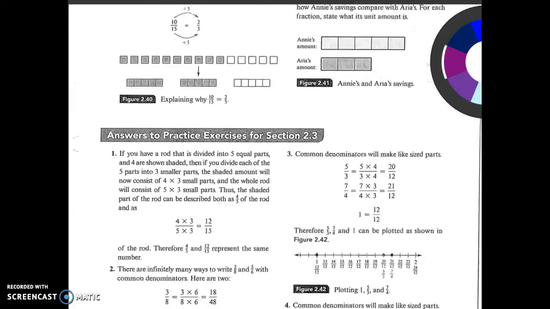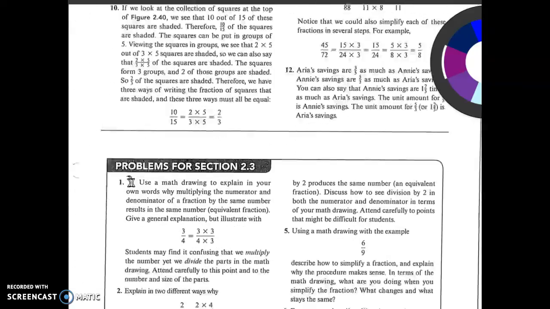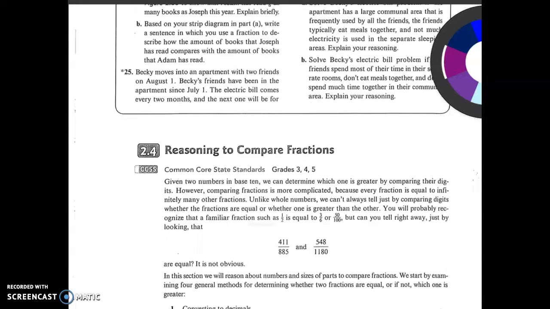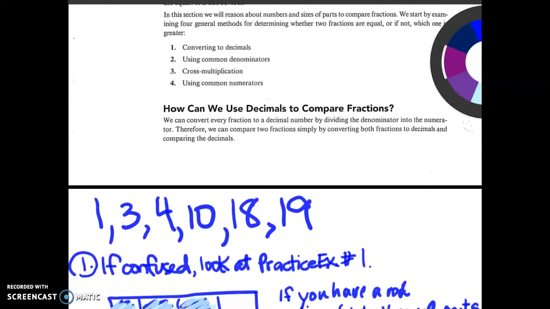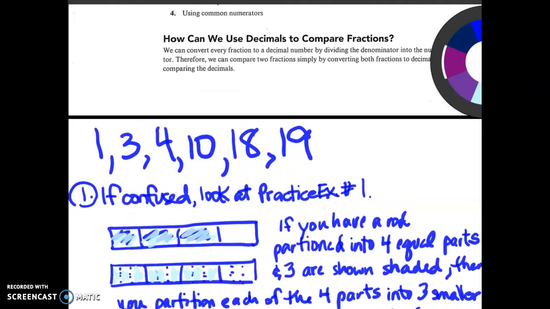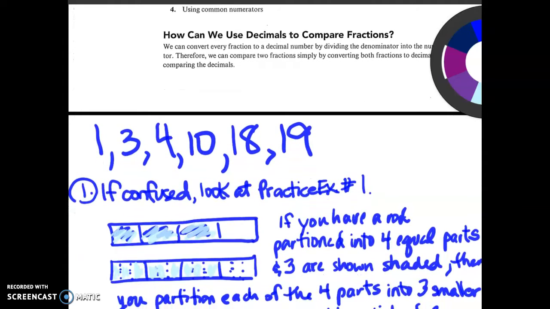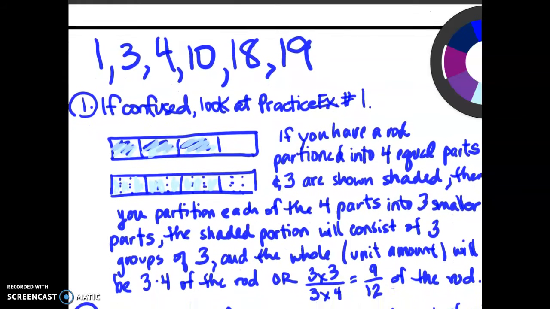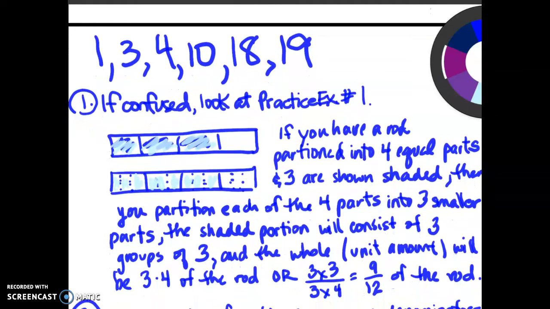This is the 2.3 section, and you were to do problems 1, 3, 4, 10, 18, and 19. As you probably noticed, a couple of these are a good challenge, so make sure that you are taking the time to go through your problems to see what was done correctly, maybe where you went wrong if you did, and make those corrections before you turn your homework in.